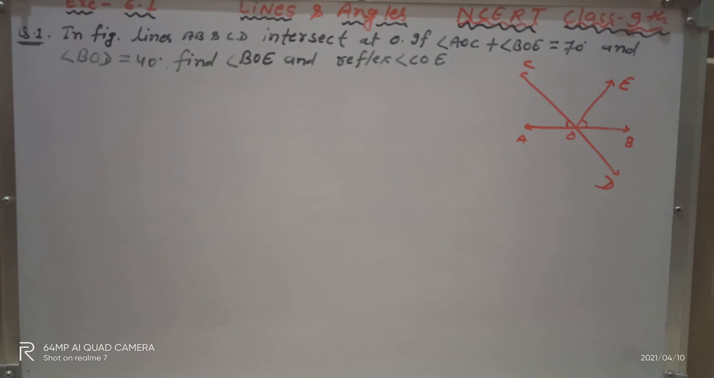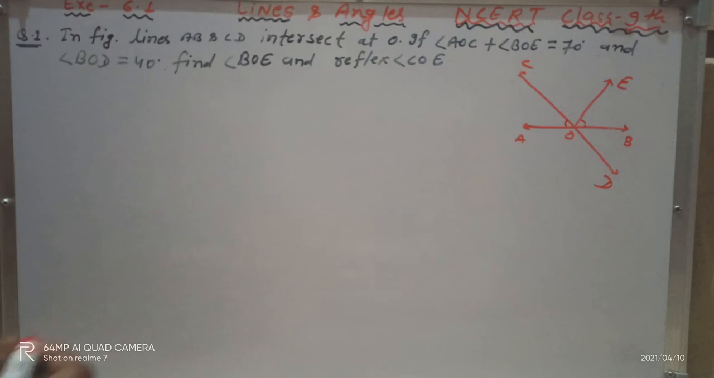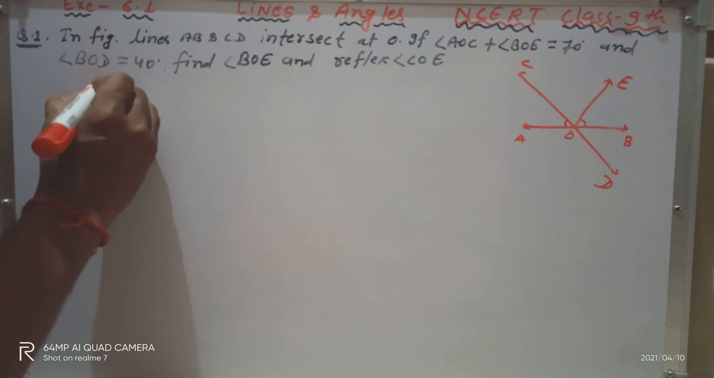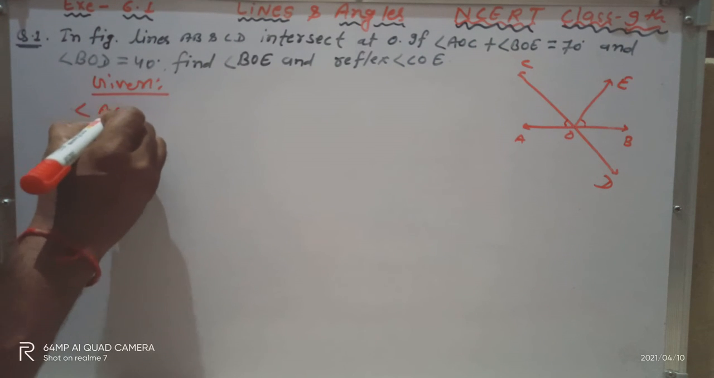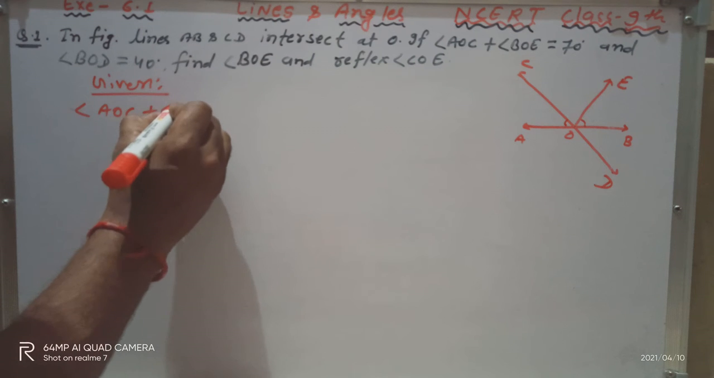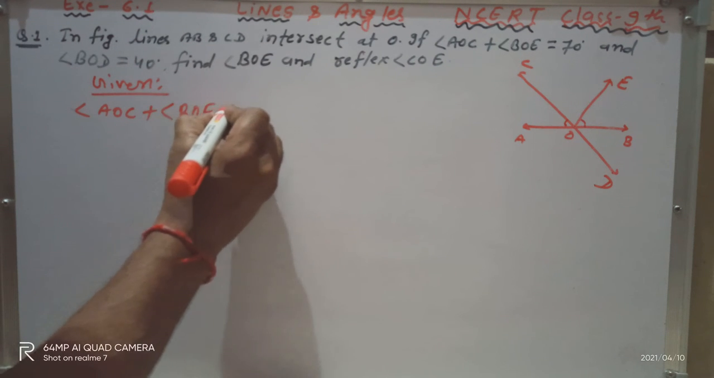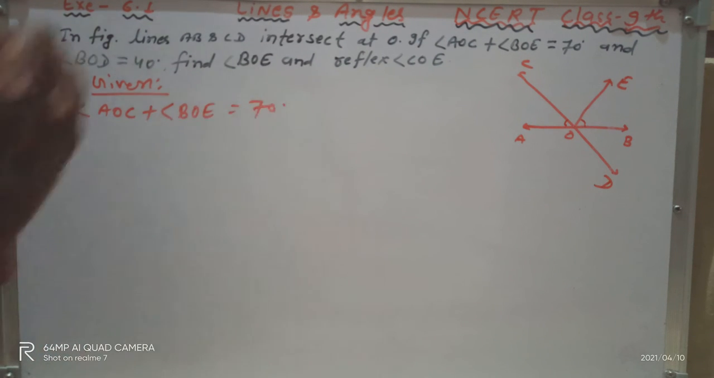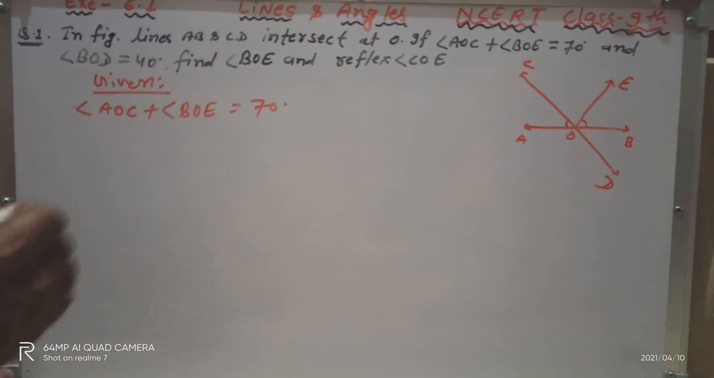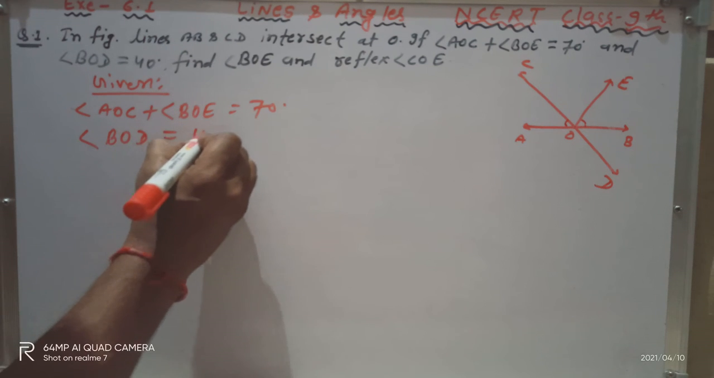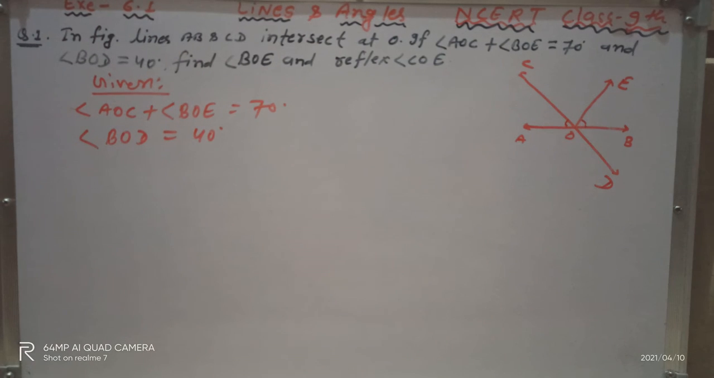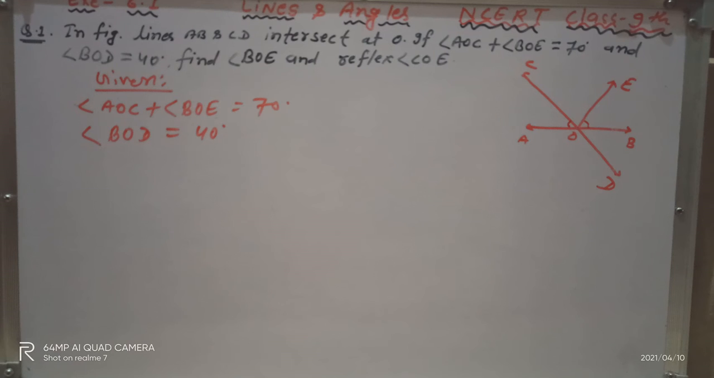Before we write anything else, we will first write whatever is given in this question. Given: angle AOC plus angle BOE equals 70 degrees. You got that? No problem. And angle BOD, that's given equal to 40 degrees. These two are given, so we have to find the rest.